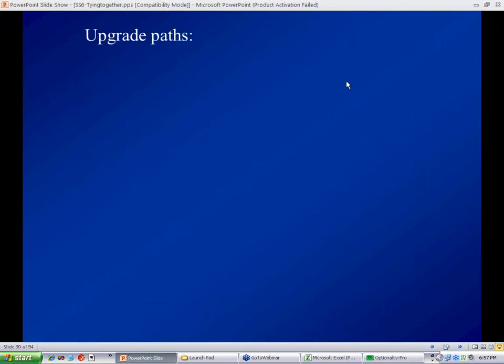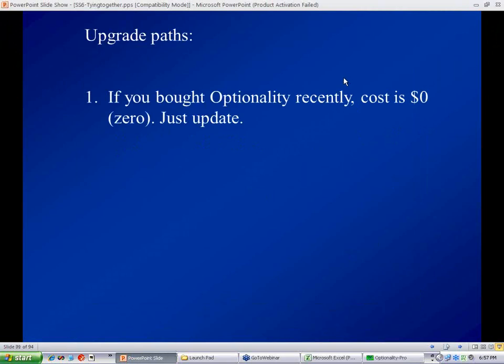Now, how do you get these new things? Well, if you already bought Optionality and you bought it recently, the cost is $0. All you do is just update. How do you update? Run the program. It'll give you an alert saying there's a new version. Follow the path, download it, install it, and you're good.